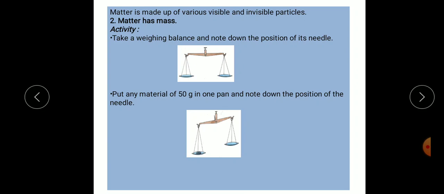So students, you do all these activities in your homework notebook and learn the lesson carefully, write all these activities neatly and draw the diagrams in your homework notebook. We continue the lesson in the next video.